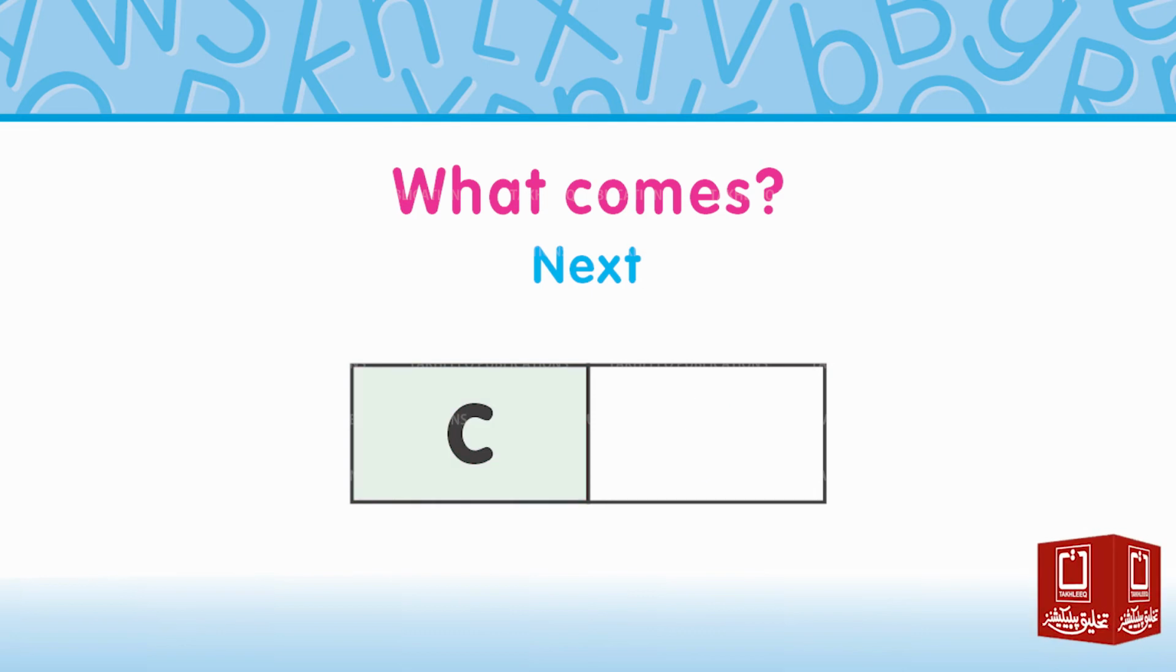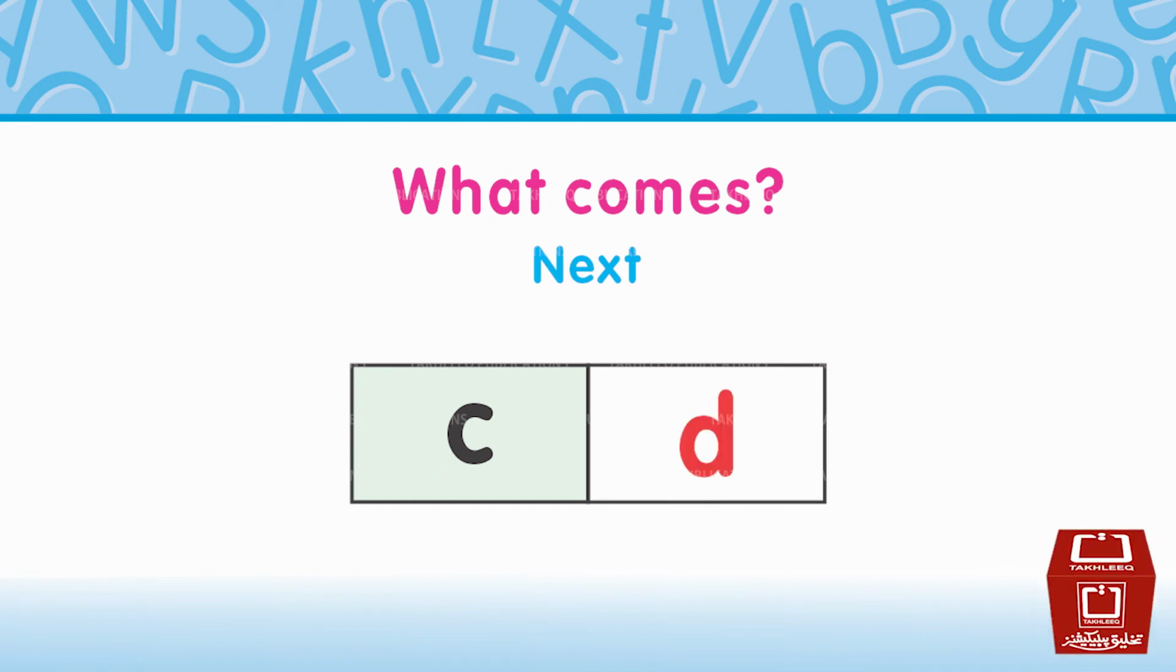We see here the small letter C. First we say C, then D. C, D. D comes next to C. So we write here D.